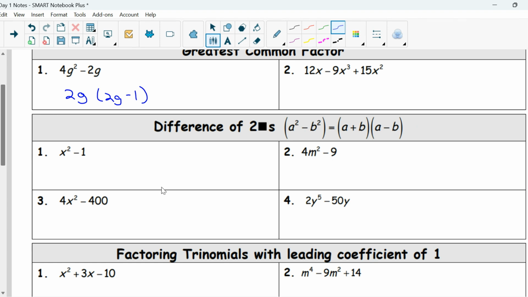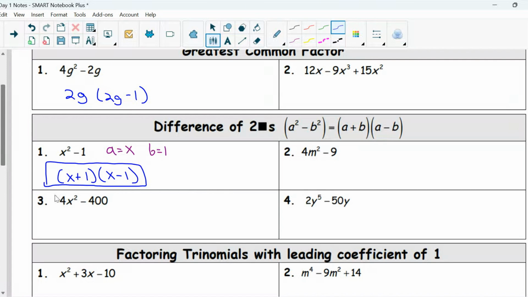So for difference of two squares, my a value is going to be the square root of x squared, which would just be x. So my a value is going to be x, and my b value, which is the square root of my second term, is going to be 1. So using my formula, I'm going to have a, which is x, plus b, which is 1, times a, which is x, minus b, which is 1. So that would be my factored form for example number 1 there.